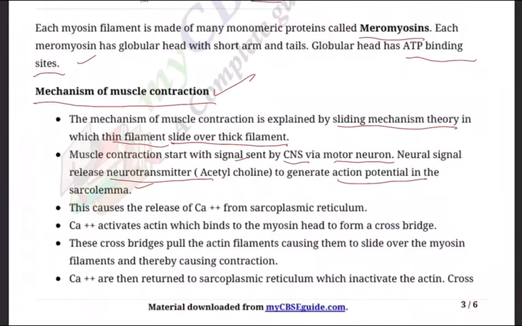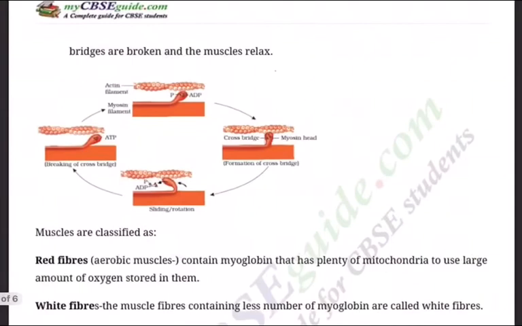This causes the release of Ca2+ from sarcoplasmic reticulum. Ca2+ activates actin, which binds to the myosin head to form a cross bridge. These cross bridges pull the actin filaments, causing them to slide over the myosin and thereby causing contraction. So Ca2+ is then returned to the sarcoplasmic reticulum, which inactivates the actin. The cross bridges are broken and the muscle relaxes.